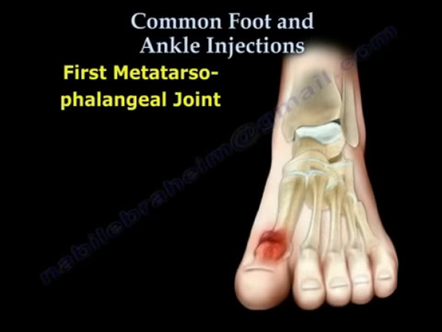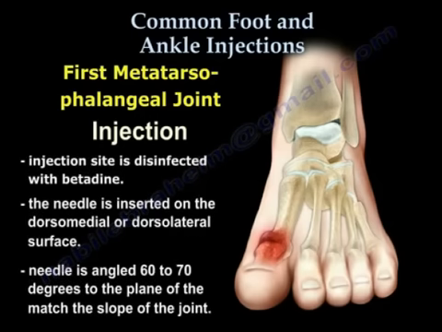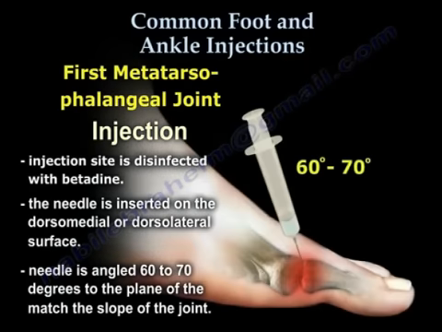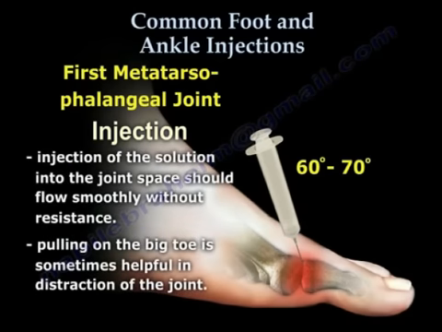First metatarsophalangeal joint is usually affected by gout and arthritis. Use betadine solution and the needle is inserted from the dorsomedial or dorsolateral surface. The needle is angled about 60 to 70 degrees and is directed distally. Distracting the joint by pulling on the big toe is usually helpful.